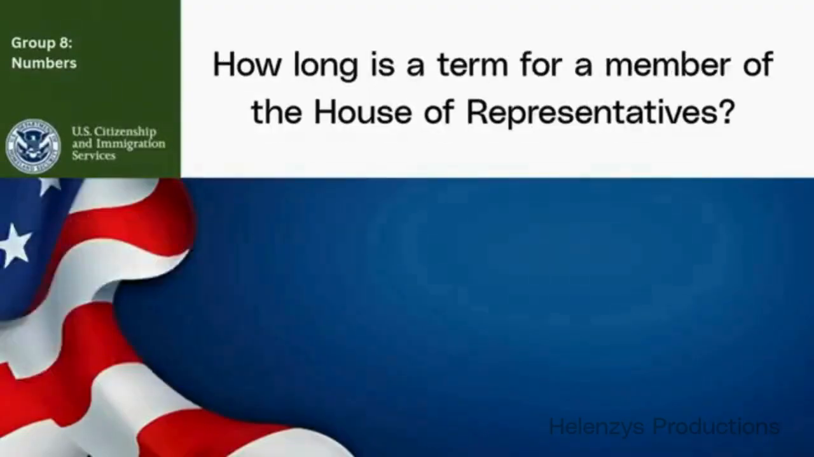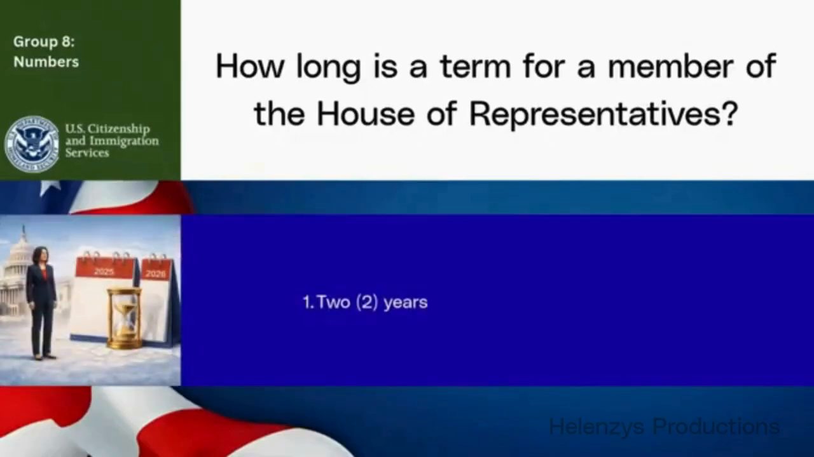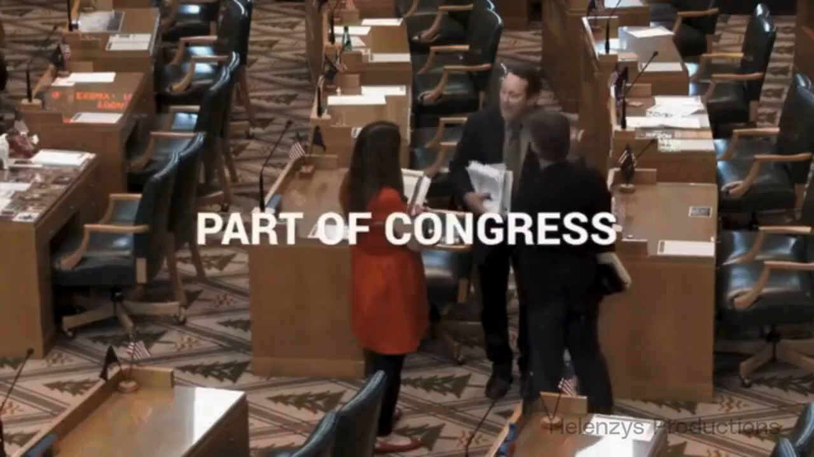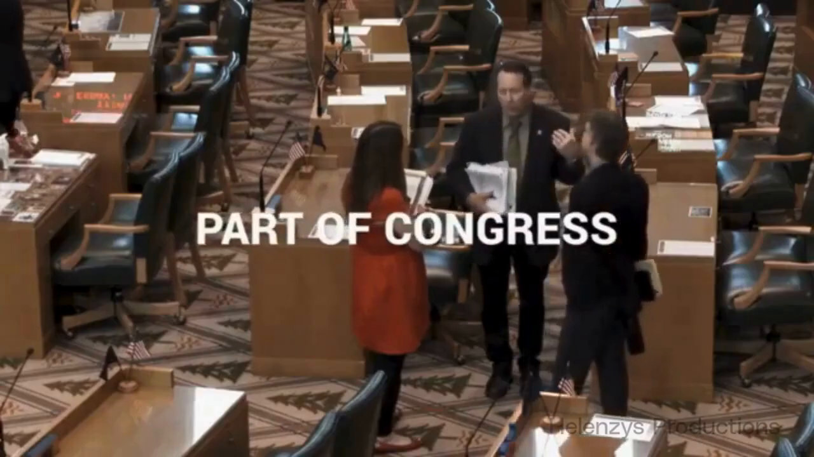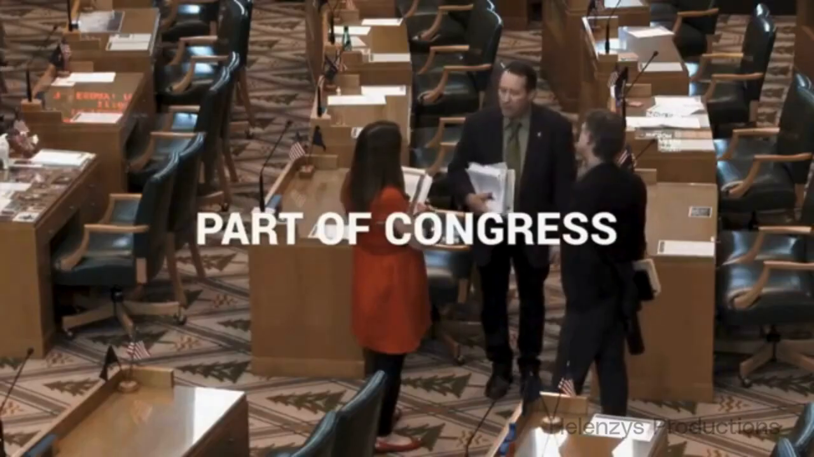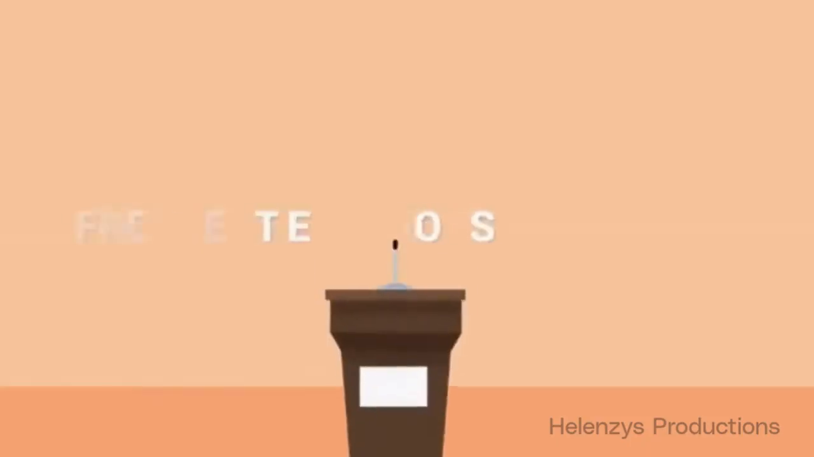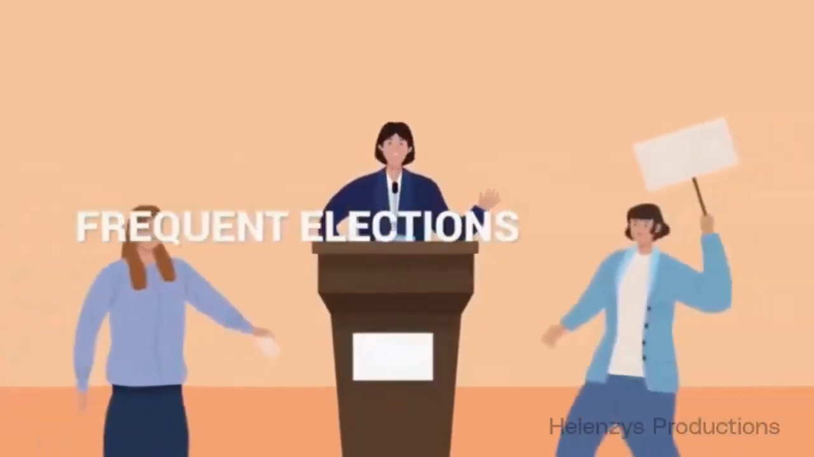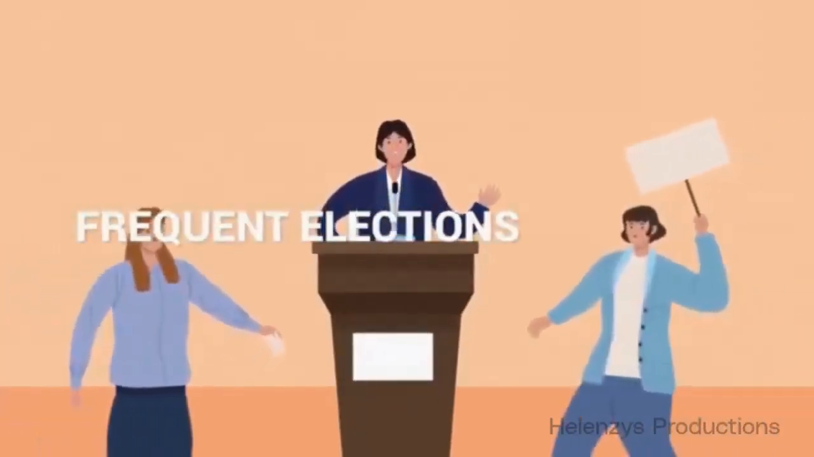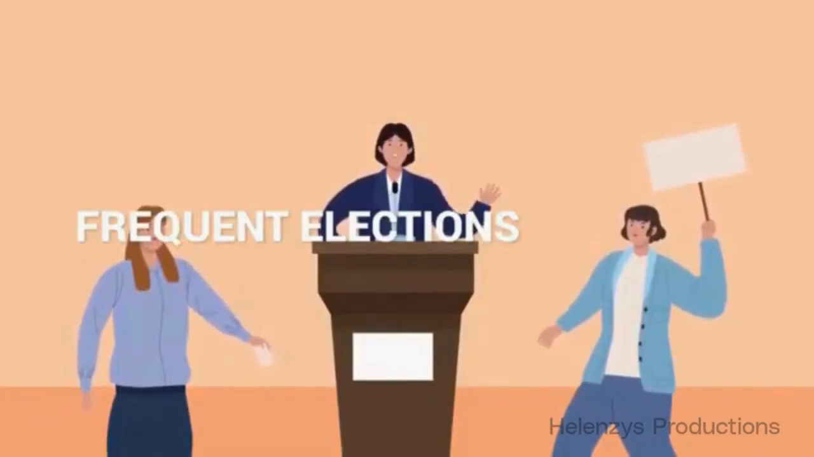How long is a term for a member of the House of Representatives? 2 years. The House of Representatives is one part of Congress, and it is sometimes called the House. People in the House represent smaller areas in each state, called districts. Because they represent local communities, they run for election more often, so the people can choose again sooner.